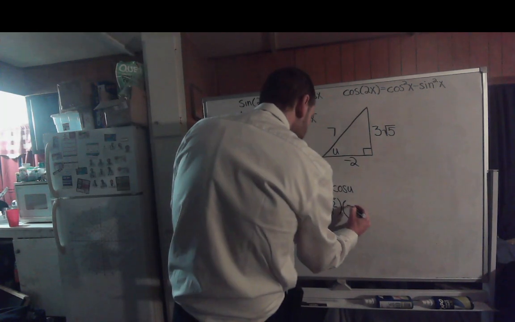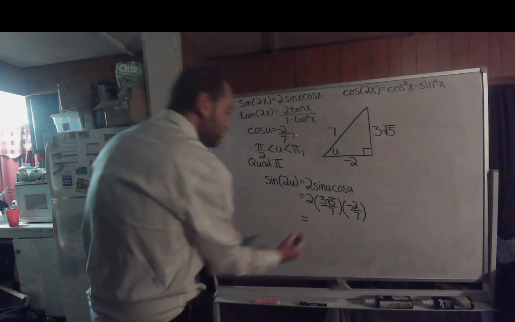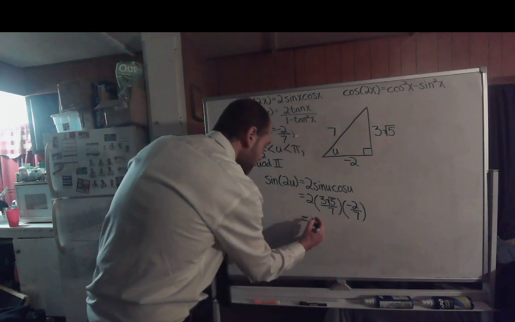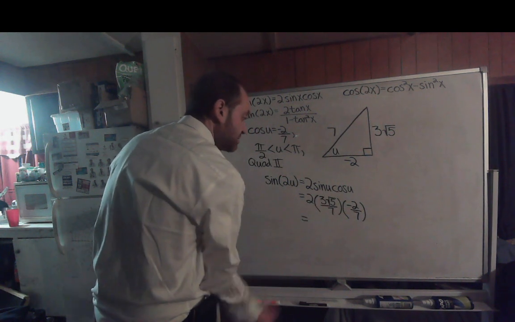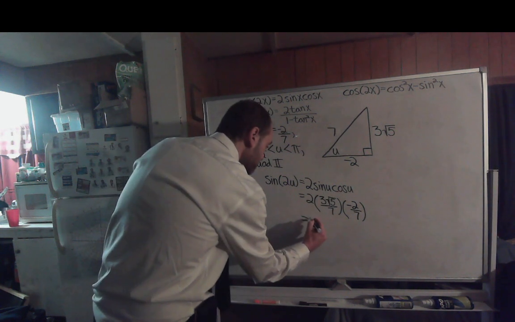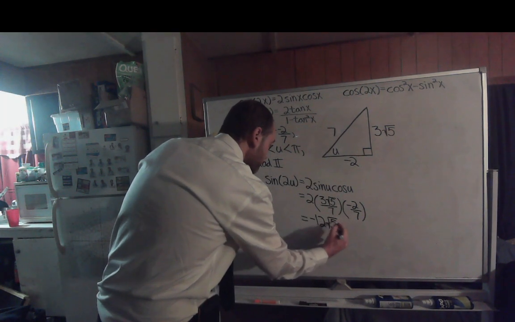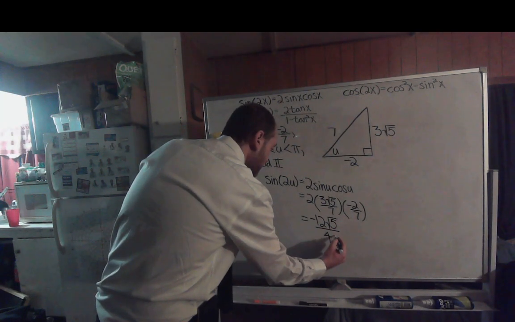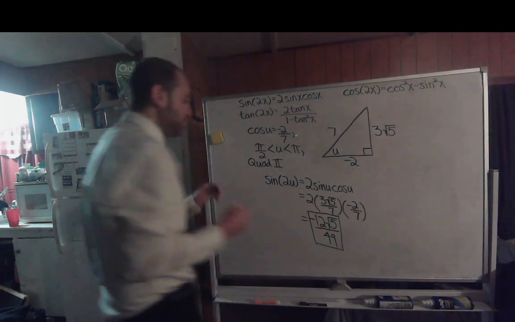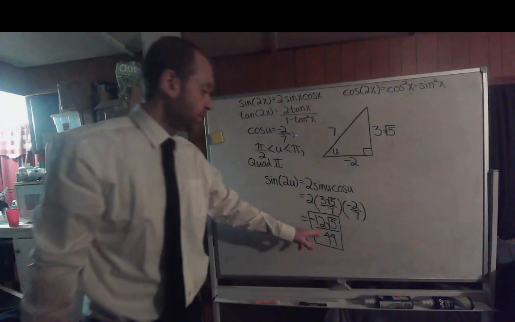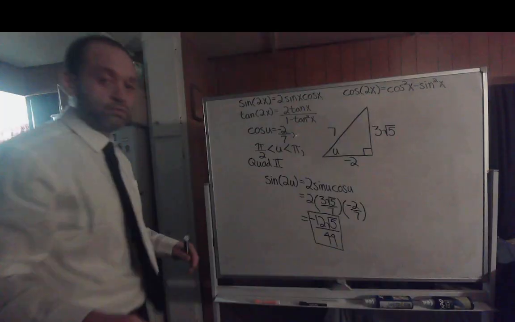That was -2/7. So that should give you 2 times 3 is 6, times negative 2 is negative 12, so you should end up getting negative 12 times the square root of 5 over 49 for the sine of 2u.